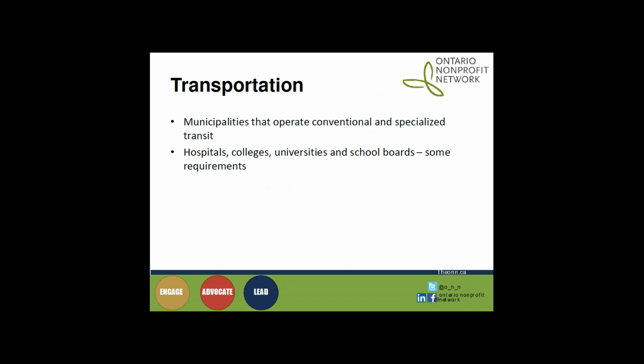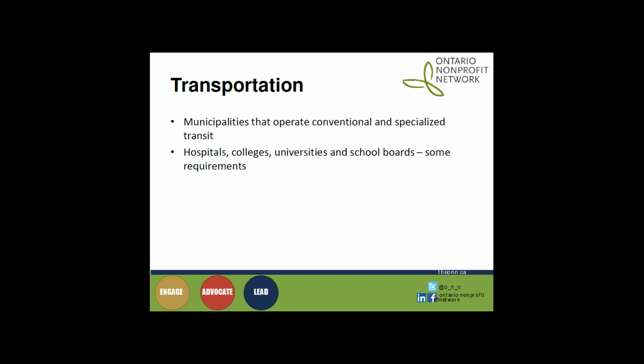And then we move on to the third standard under the IASR, which is the transportation standard. And so this one is really about making it easier for everyone to travel in Ontario. And the requirements under this standard primarily apply to municipalities and or organizations that work on behalf of municipalities to operate conventional or specialized transit.